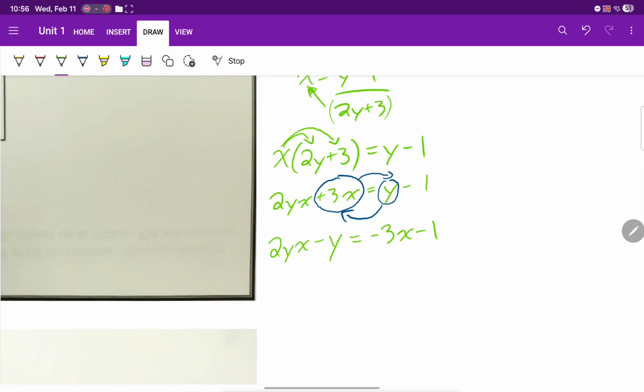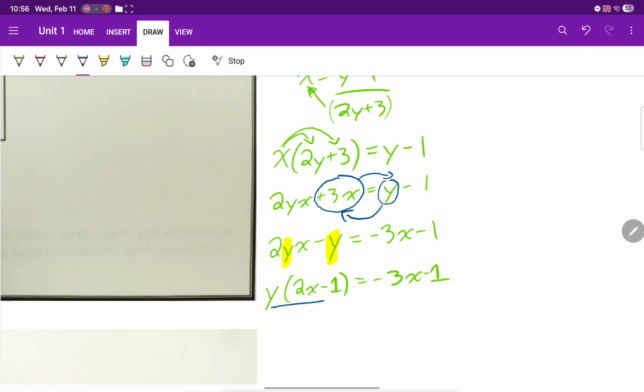Now the next step, again, this is a bit of a tricky question here, kind of showing you how to do it now. So hopefully going forward, we have some idea of how to do this. The next thing we're going to do here is notice that both of these terms have y's in them, and we are going to common factor out the y there. When I factor out a y, I get y times 2x minus 1 equals negative 3x minus 1. And you hopefully now notice that we almost have y all by itself.